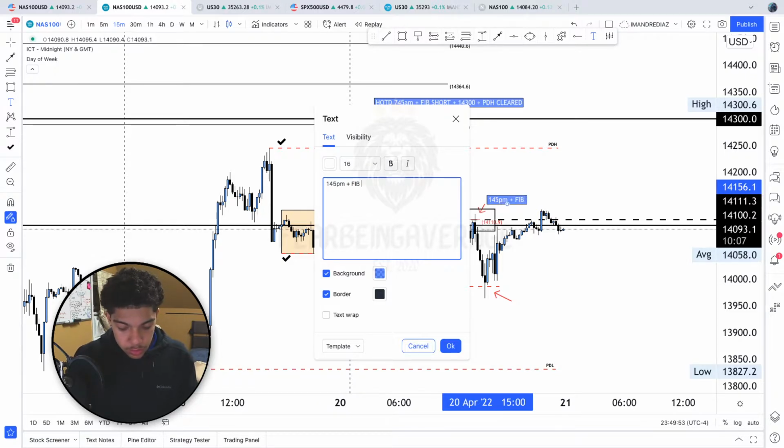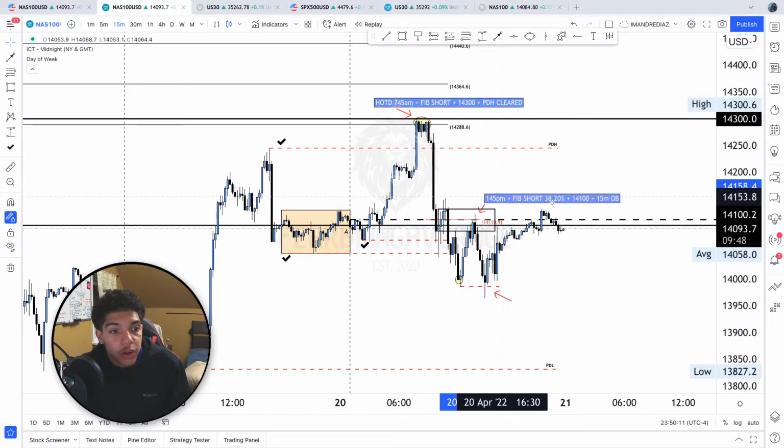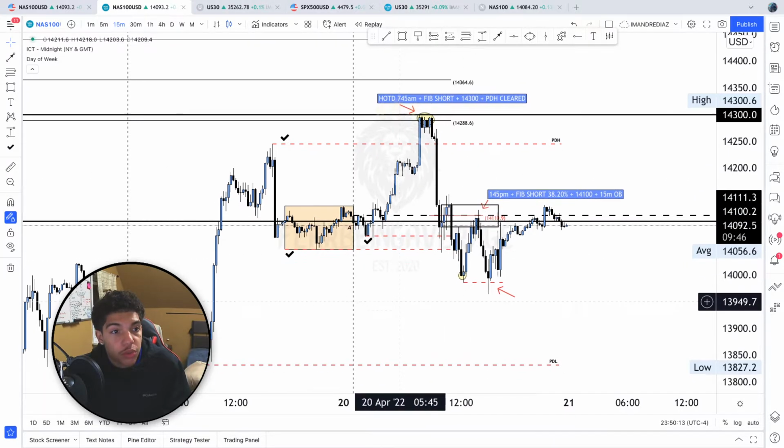we had the fib short, 38.20% rejection, along with 14,100 rejection, also having the 15-minute order block rejection. So this is what we had right here. So this could have been a potential trade that you would have been looking to catch.